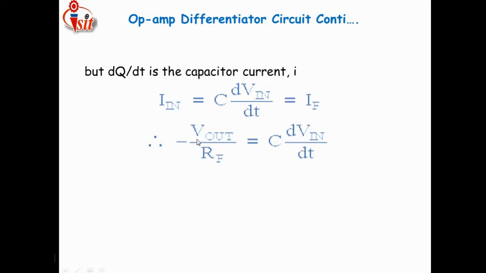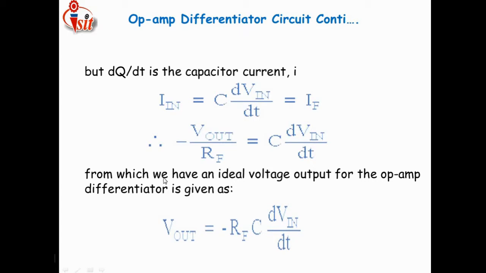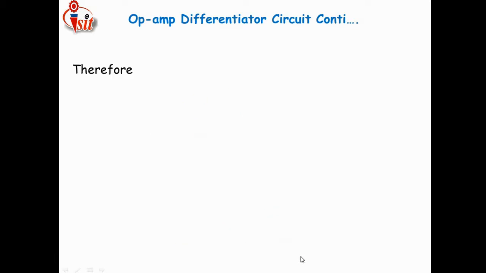Here the negative sign came into picture because while designing the differentiator we connected the input towards the inverting terminal of the op-amp, that is the negative terminal of the op-amp. For that purpose, whatever output is produced by the circuit is 180 degrees out of phase from the input, and the negative sign shows that indication. Along with this, the ideal output voltage for the op-amp differentiator is given as Vout is equal to minus RFC d by dt into Vin.